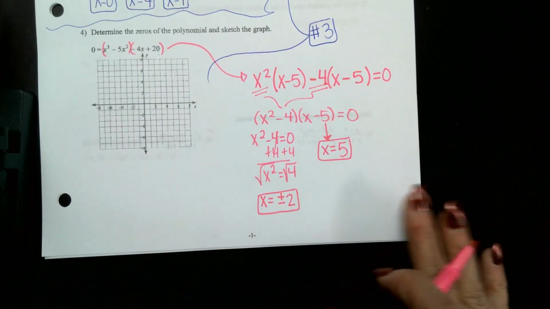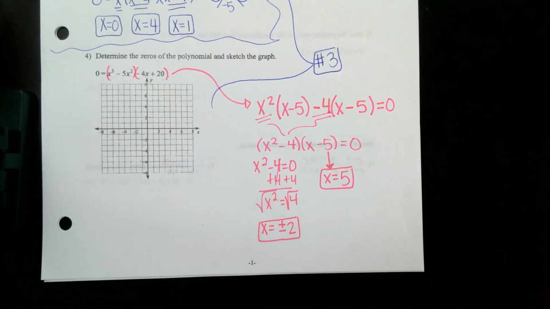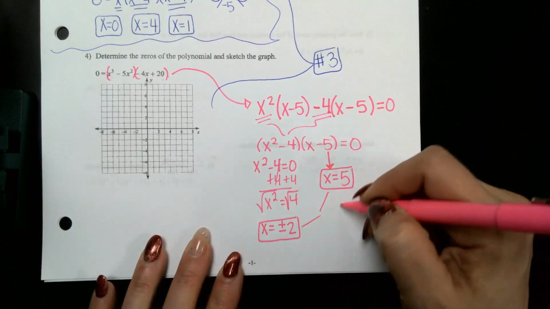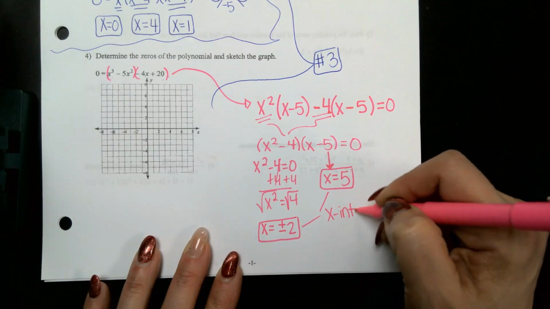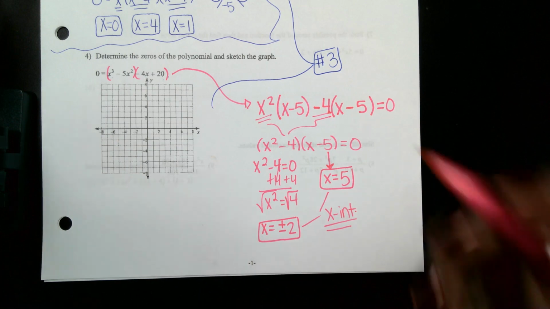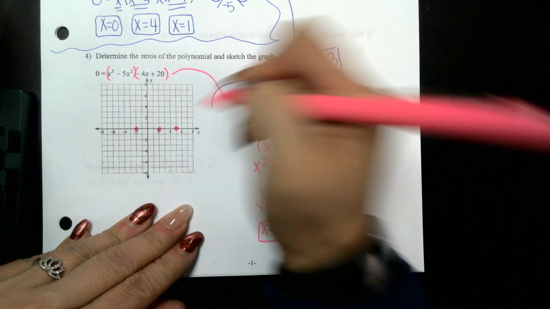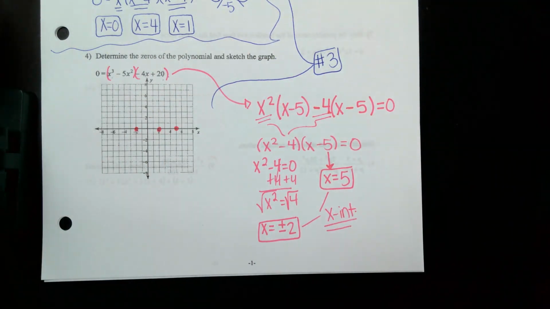Okay. So once we get our zeros, those 3 answers that we have, those are the 3 x-intercepts. Okay, so these are the x-intercepts. So what you're going to do is put a dot at 2, 5, and -2. So -2, 2, and 5. Those are the 3 answers that we just got.